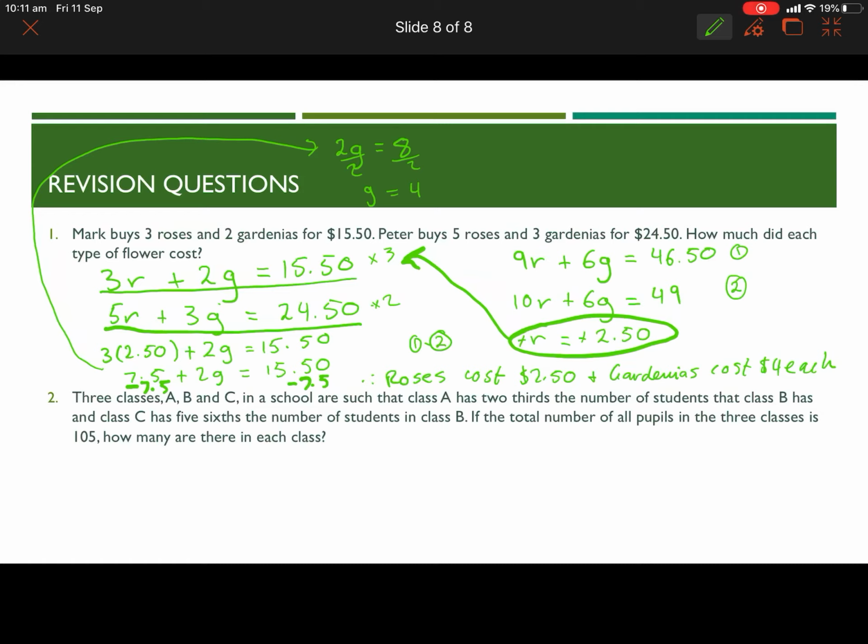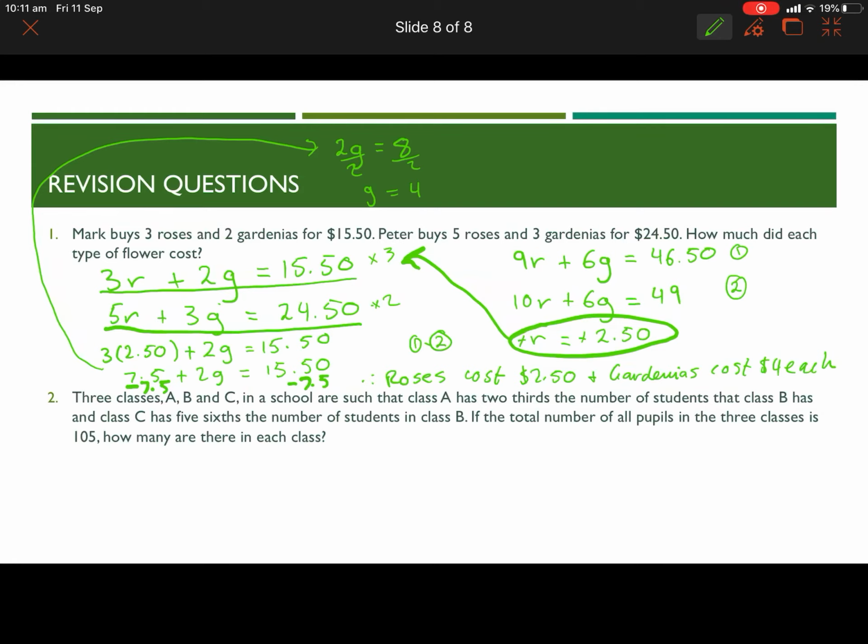Alrighty. And last one, we have another application, and this one might be a bit trickier, but it's all about setting up all your appropriate equations, and then you can go from there. So 3 classes, A, B and C, in a school are such that class A has 2/3 the number of students that class B has, and class C has 5/6 of the number of students in class B. If the total number of pupils in the 3 classes is 105, how many are there in each class?